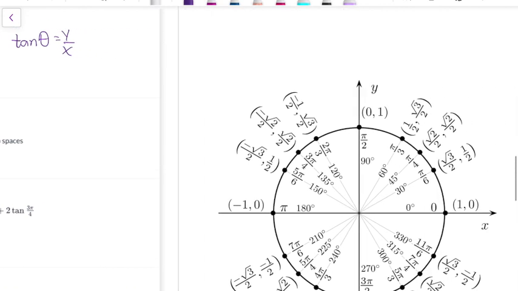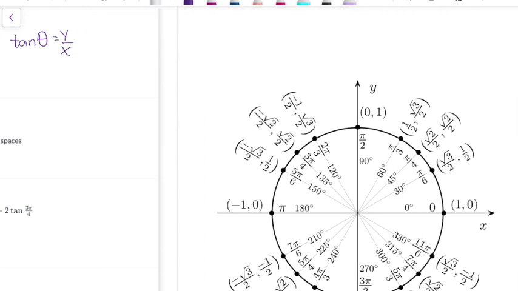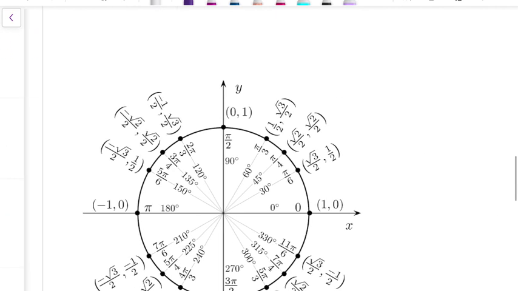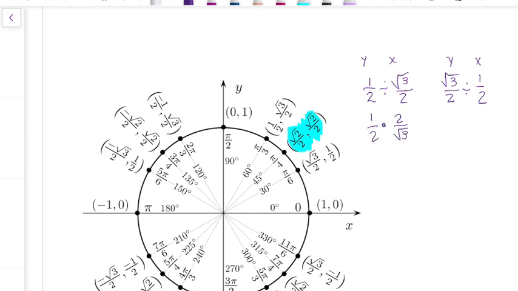In the first quadrant, which one of these, when I do y divided by x, will give me square root of 3? I'm going to eliminate the easy one first. Anything divided by itself is 1, so it can't be that one. Then I have to decide: is it going to be 1/2 divided by square root of 3 over 2? Or is it going to be square root of 3 over 2 divided by 1/2? Remember, that's y divided by x. This one ends up multiplying by 2 over square root of 3, so that's 1 over square root of 3. Well, that's not right.